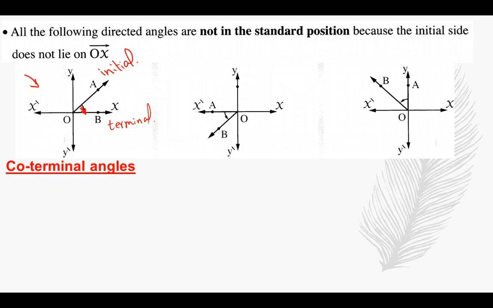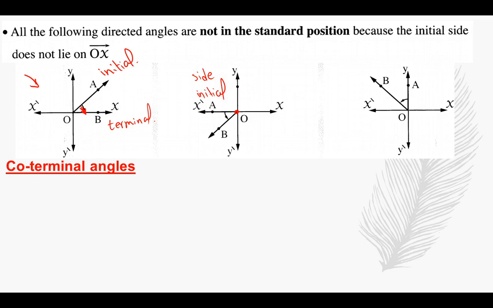Here also in figure 2, this angle is angle AOB. Its vertex is the origin point, but the initial side is the negative direction of the x-axis, not the positive direction of the x-axis. So this angle is not in the standard position.